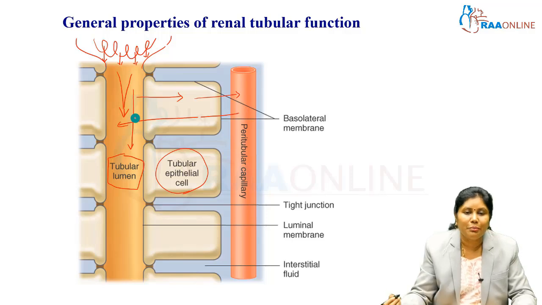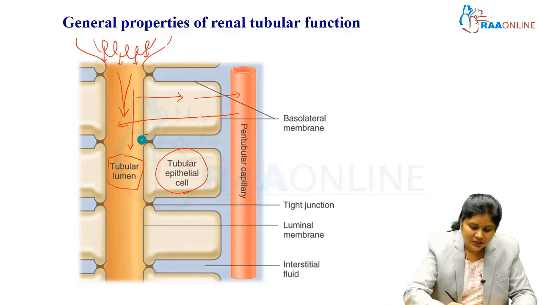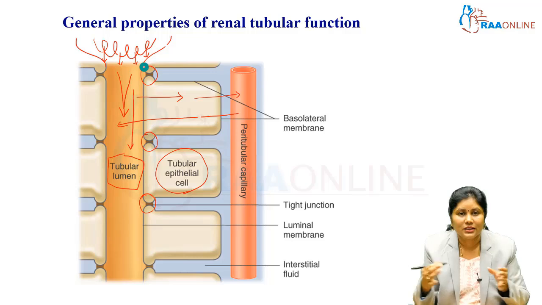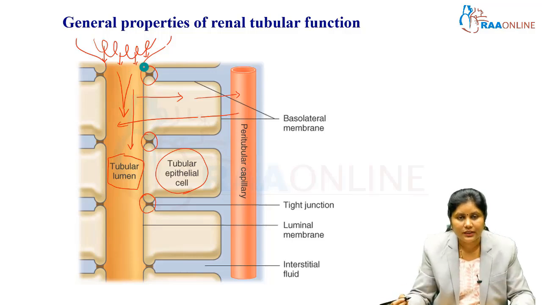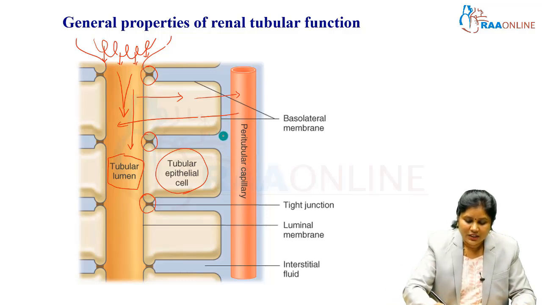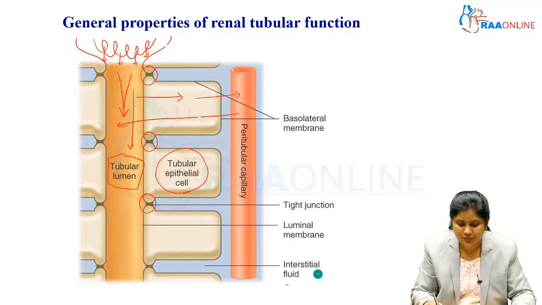Now, if you look at the epithelial cells, you can see there are tight junctions here. In between the two cells, you have got tight junctions. They are tightly bound to each other. They do not allow the solutes or larger particles to pass to a greater extent, but still some transport occurs across the tight junctions also. And you can see here, this is the interstitial space, all this blue color is the renal interstitium, which is filled with the interstitial fluid.